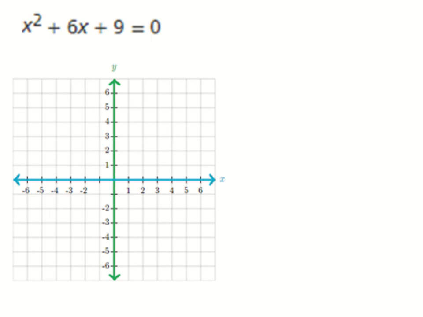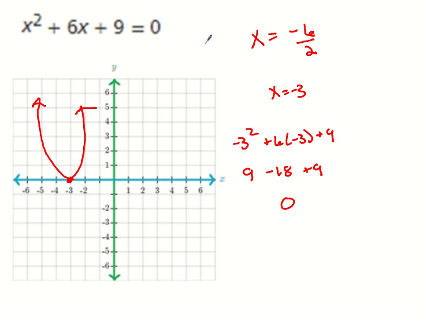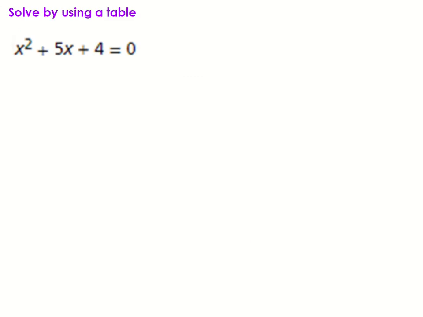Okay, pause it, try it, see how you do. We're going to do it again. Try another one. This will be the last one you try, then we'll look at some tables. So your graph should look something like this. When I get my axis of symmetry of -3, I plug it in, and then I get 0 for my y values. That means it's sitting on the vertex, opening up, so there's one solution, and that one solution is x equals -3, because that is where this graph crosses the x-axis. So -3 is the only way to make the left side and the right side equal to each other.